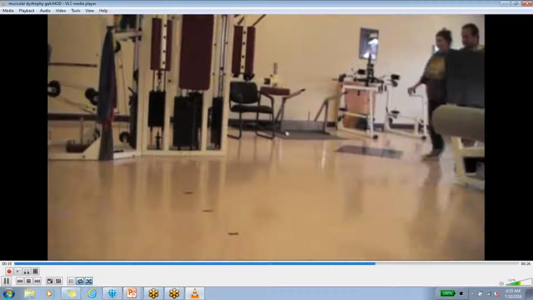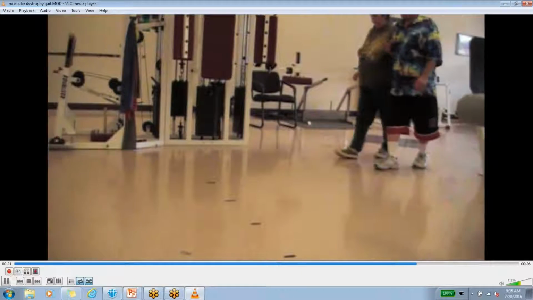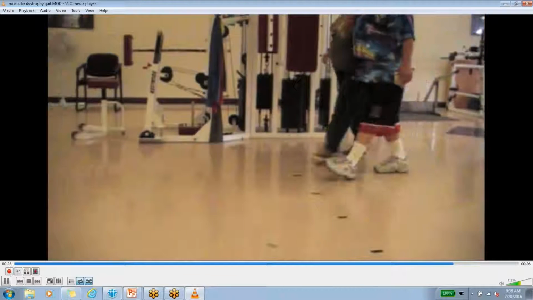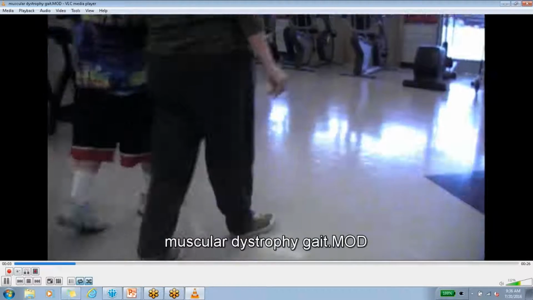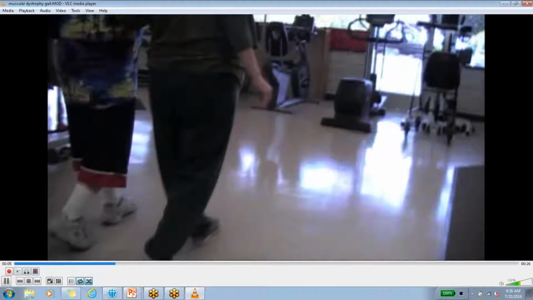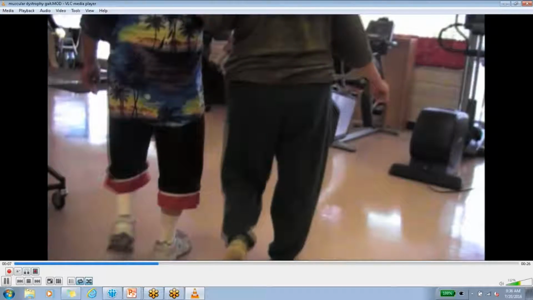Here she comes around the turn. So we're going to take a look, and we're going to analyze that left leg, okay? So we're going to watch her walk. Let's look at that left leg. Both of them are doing the same thing, but the left one's worse, okay? So just look at the left leg.